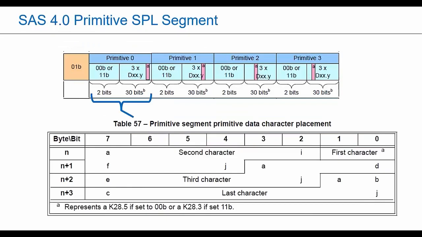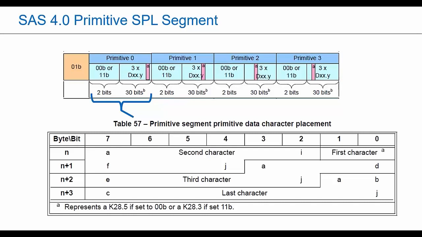Another sort of confusing point for me, they elected to encode legacy primitives using 10-bit symbols. Not to be confused with 8B10B encoding, just 10-bit patterns. So this table, it's actually right out of the spec, table 57. It maps out the character placement for just one of the 4 primitives in a segment. Okay, so still 32 bits to transmit a single primitive, but they don't use the K28.5 symbol as the character now for the first symbol.